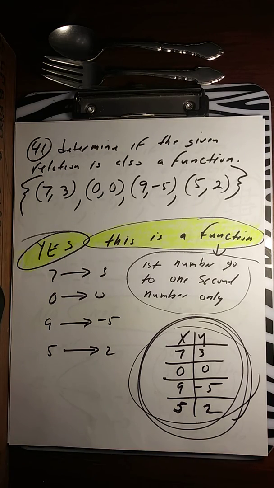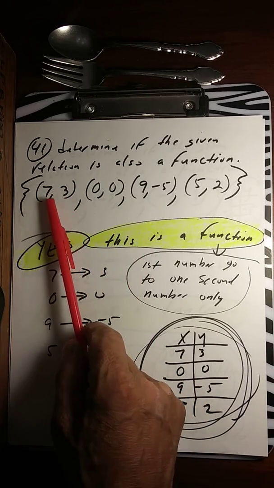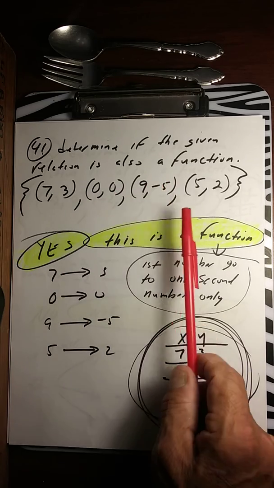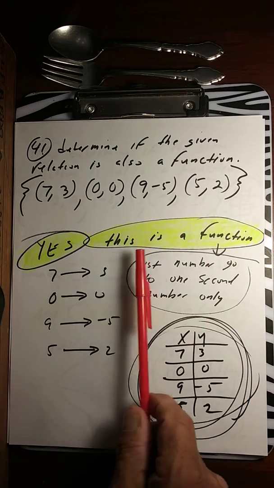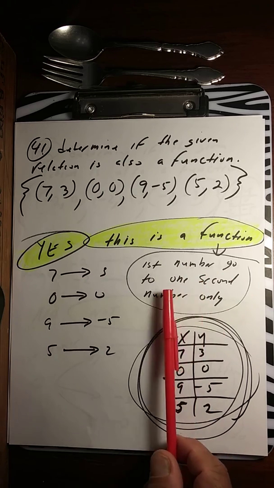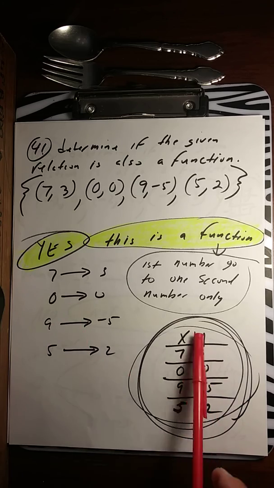Determine if the given relation is also a function. So 7 goes to 3, that's fine. Does 7 go anywhere else? Nope. 0 goes to 0, that's it. 9 goes to negative 5, that's it. And 5 goes to 2, that's it. So yes, this is a function. The first numbers only go to one second number. So these all go to one second number, no problem. So yes, it's a function.